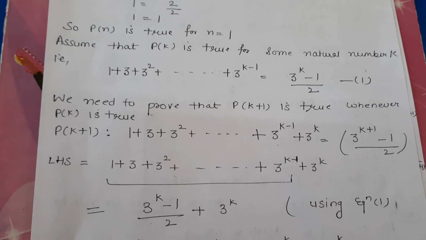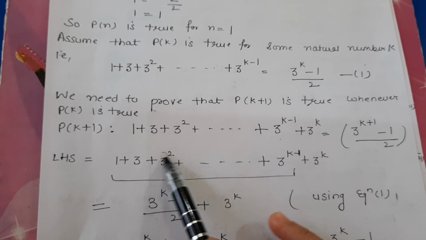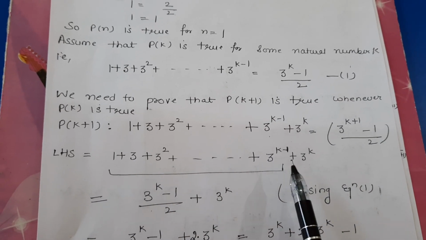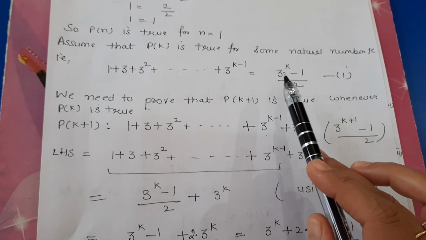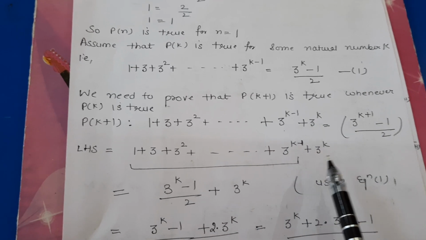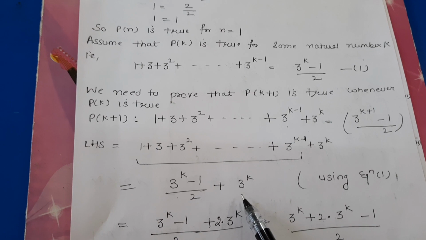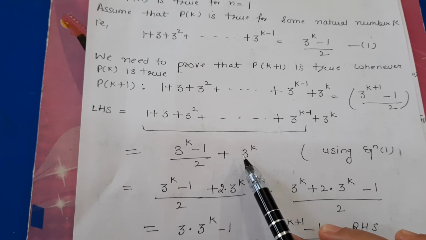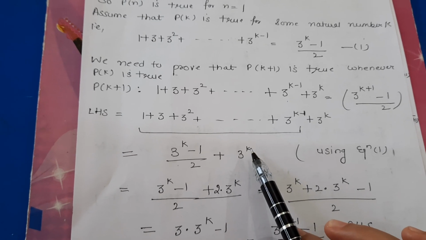Now take your left hand side again, right? Using equation number 1, the sum of these k terms is equal to 3 raised to the power k minus 1 divided by 2, plus the last term 3 to the power k as it is. Next step, take LCM. So this is going to be 2 into 3 raised to the power k.